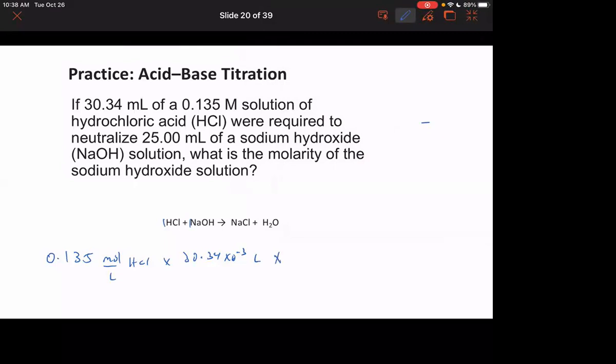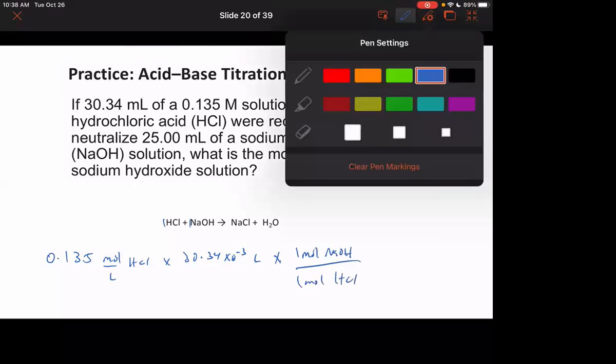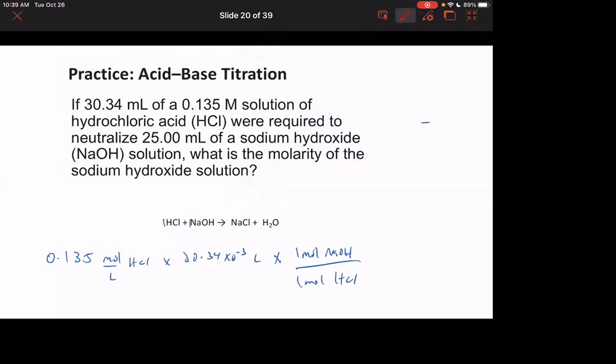Times 1 mole of sodium hydroxide for every 1 mole of HCl. What this allows me to do now is say, okay, well, there's my moles of HCl. Now I'm at moles of sodium hydroxide, right? Times, and this is what confuses people, 1 over 0.025 liters of sodium hydroxide.